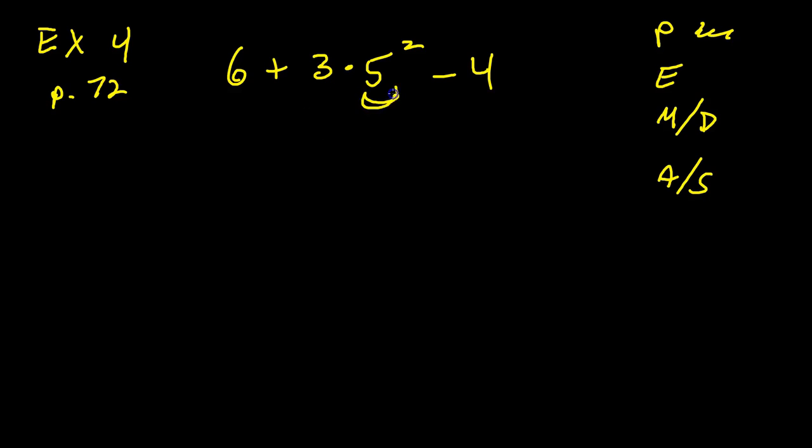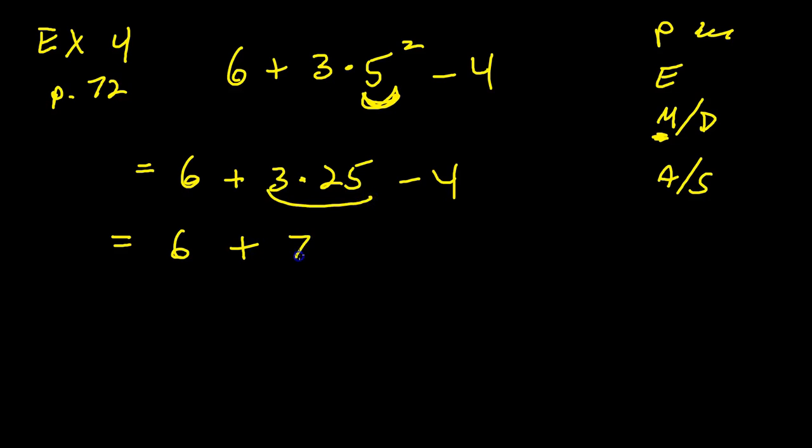5 squared is the only exponent I see, so I'm going to write 6 plus 3 times 5 squared is of course 25, and carry on to the next line. All right, now we've got an addition, a multiplication, and a subtraction. Which gets done first? The multiplication gets done first, right? 6 plus 3 times 25 is 75, and all the other operations are left pending.